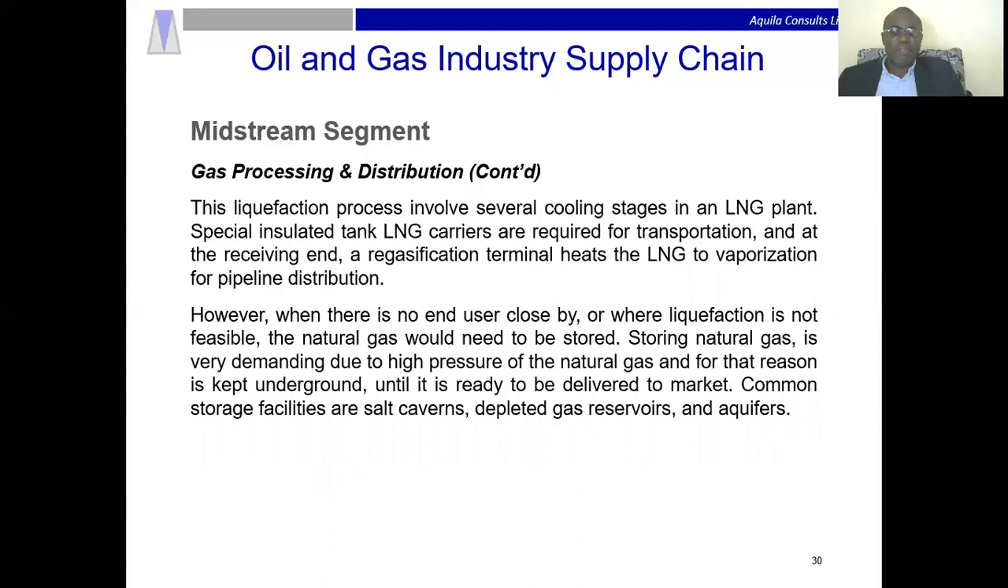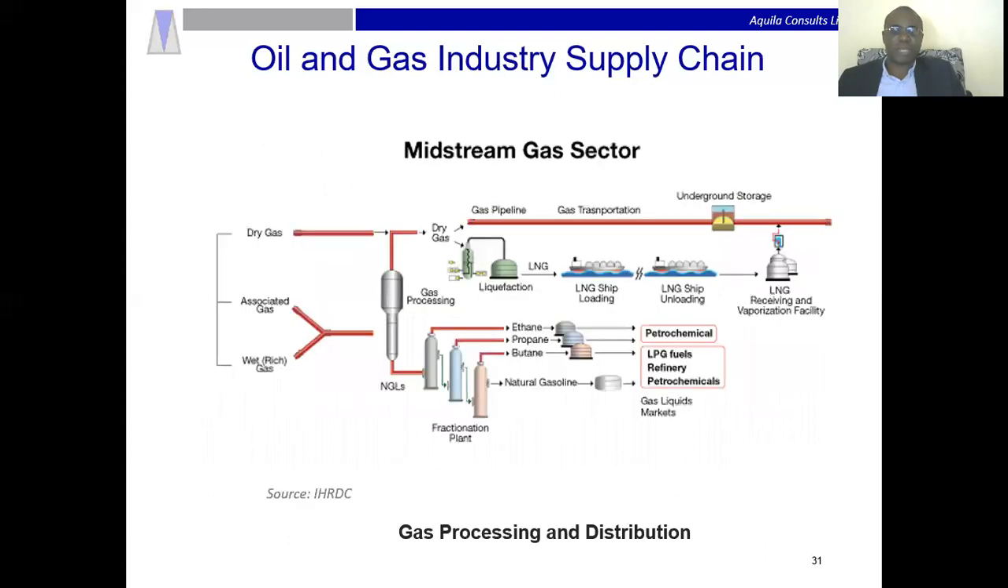So now, if you are producing associated gas, for instance, and the quantity is not much and you do not have any end user close by, you may have to find other ways of storing the natural gas. So the common ways used are in salt caverns, depleted gas reservoirs, and aquifers. So that's where you could store gas. So this slide summarizes further processing of natural gas, either as dry gas to your end users, or you liquefy to LNG and then ship it to the other end.